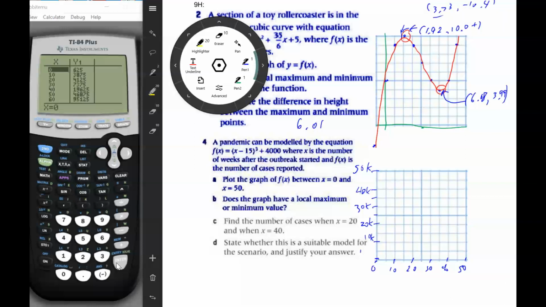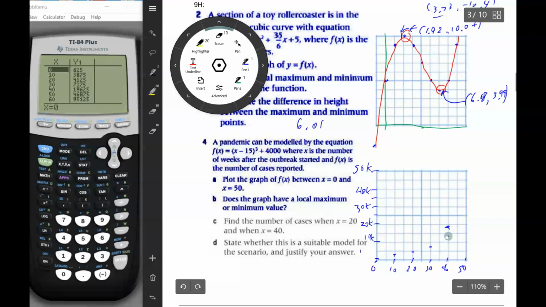So the first point is 0, 625. That wouldn't hardly even register. 10, 3,875 would be about here. 20, 4,125 would be about here. 30, 7,375 would be about here. And 40, 19,625 would be about here. There. And the last one is 46,875, that would be about here.